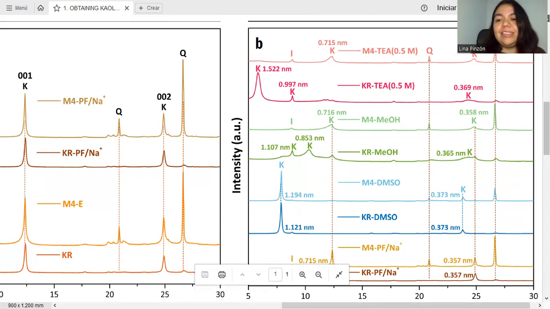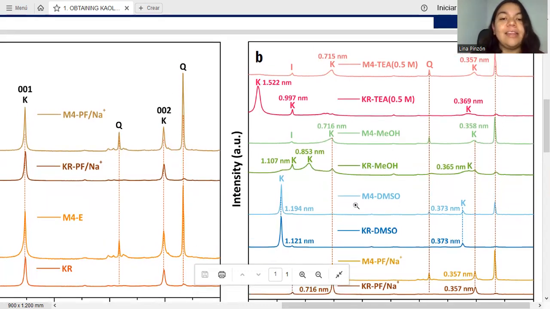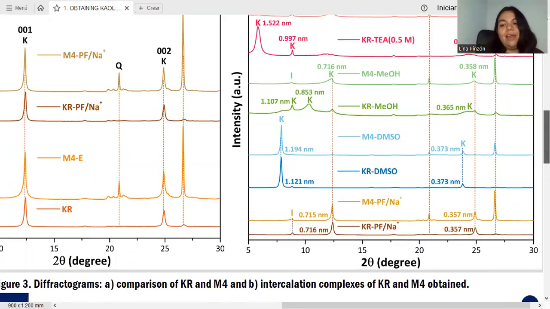Finally, the complex with TEA is only formed with the Kr clay, and it is observed with the increase in basal spacing up to 1.522.